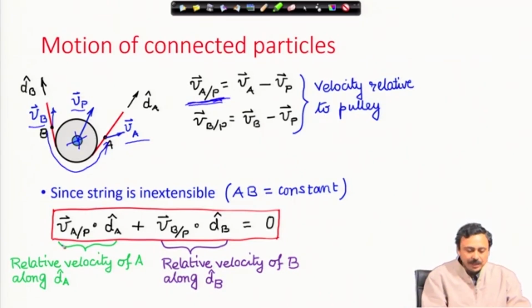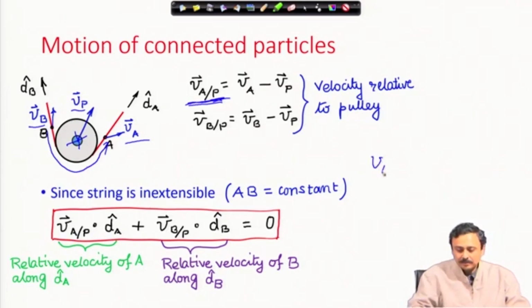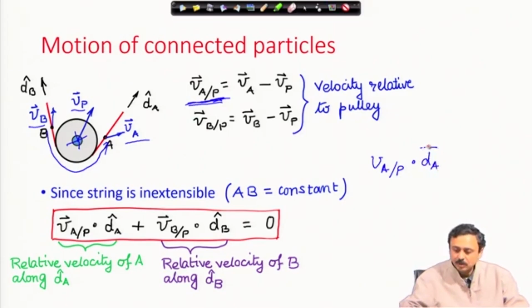Now, what is VA relative to the pulley dot dA, the dot product with the dA unit vector?